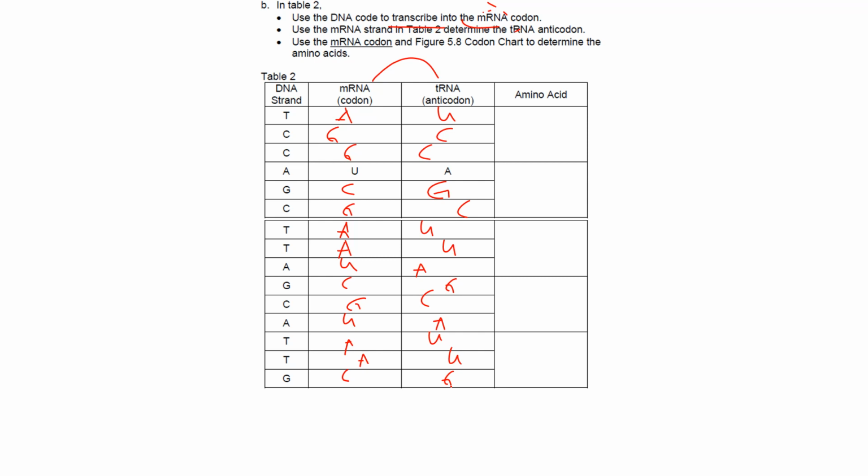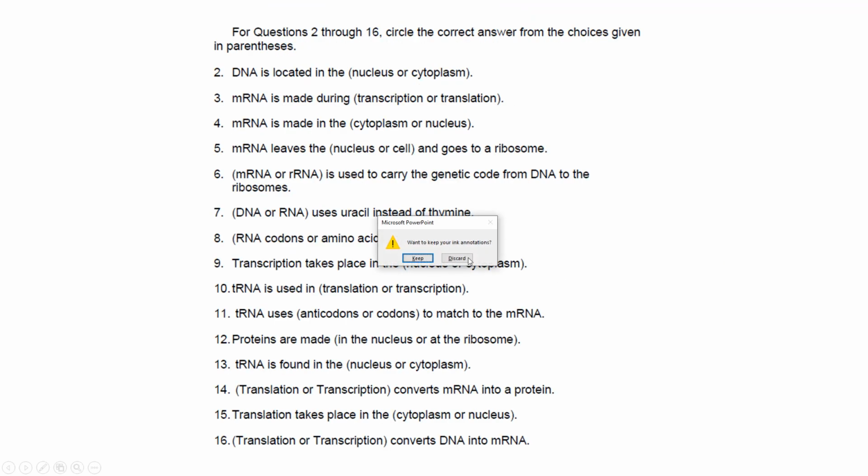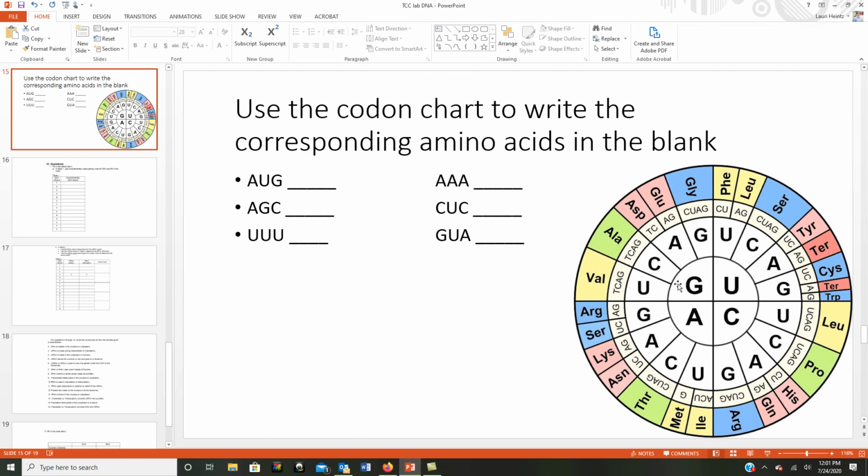Then it says to use the mRNA codon and the codon chart to determine the amino acids. Now notice that they blocked off 3. Here's where what I said was very important earlier. You can only look up codons in the codon chart, which means the first codon that we're going to look up is AGG. Now here's where I'm going to back out of this, if it will let me, so that I can add this picture to where I was.